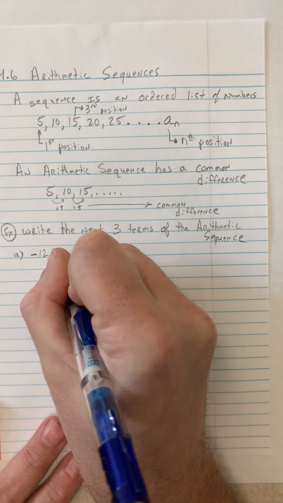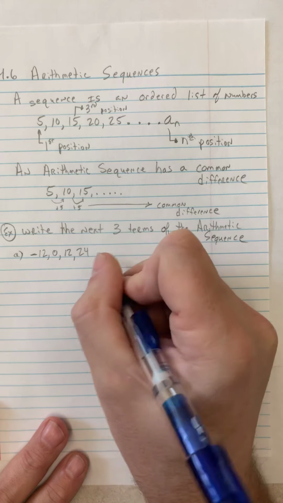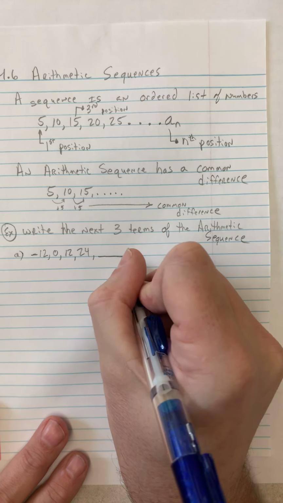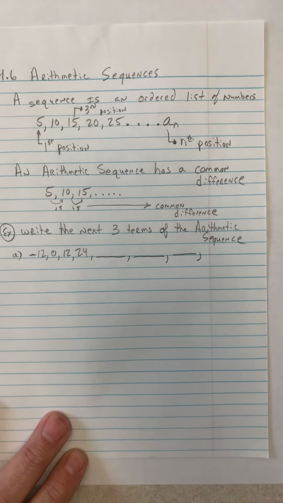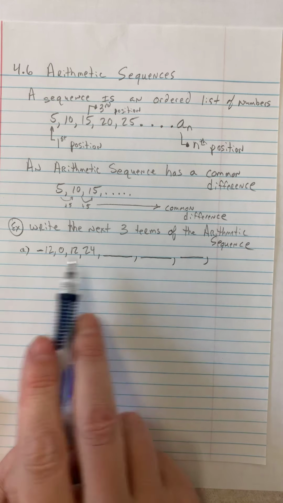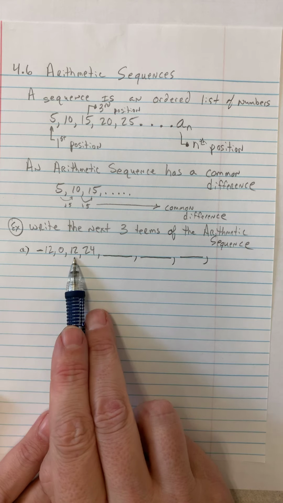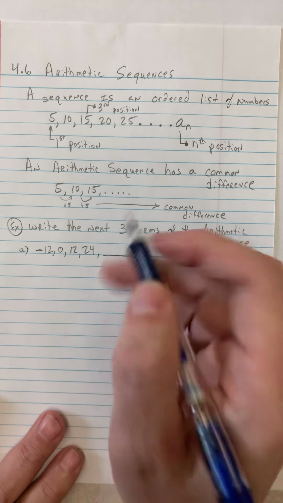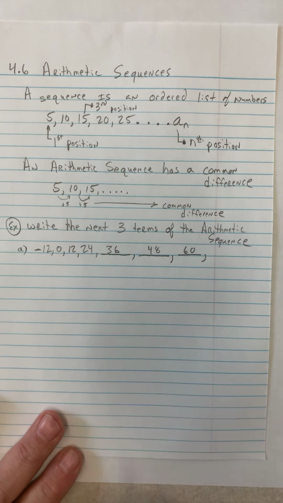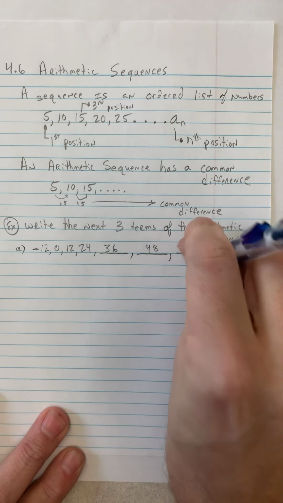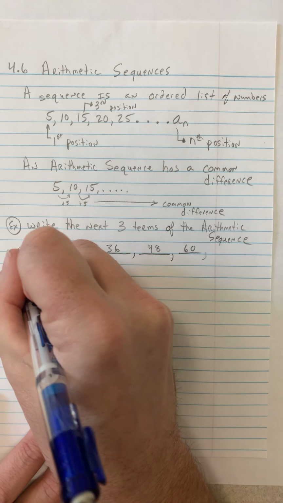-12, 0, 12, 24. There's my next 3 terms. Hopefully you see, because this is an arithmetic sequence, you are going to have a common difference. And you can see, hopefully, this is going up by 12s. This would be 36, this would be 48, and this would be 60. So I don't need my comma there. So yeah, letter B.